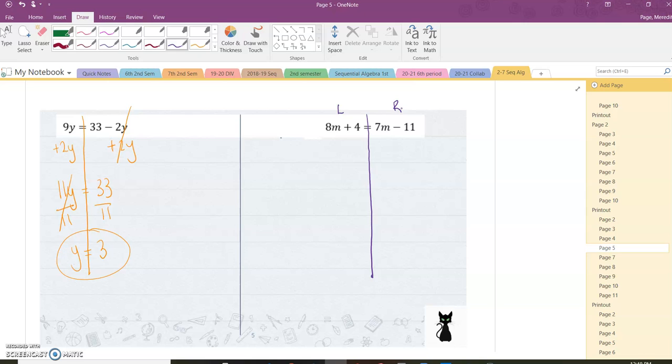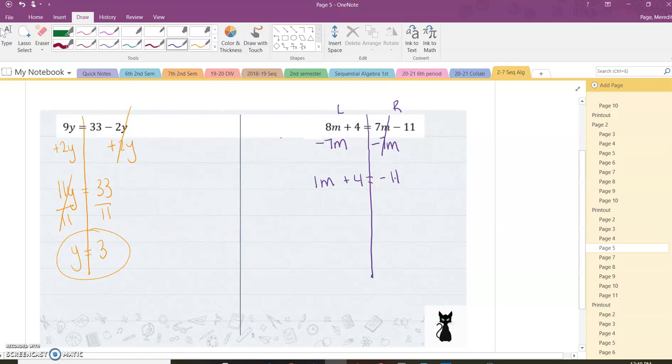Now that's a positive 7. To move it to the other side, you have to minus 7m. The 7m's cancel on the right. 8m minus 7m is 1m. Don't forget to bring down that plus 4. And then, of course, on the right-hand side, I'm going to bring down a minus 11 or a negative 11. Don't forget about that minus or negative sign.